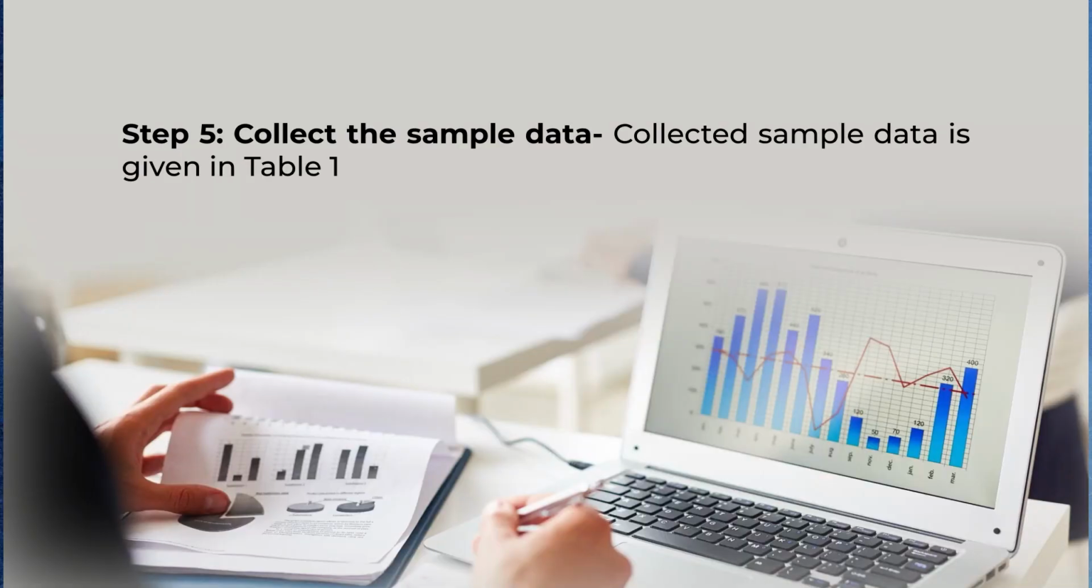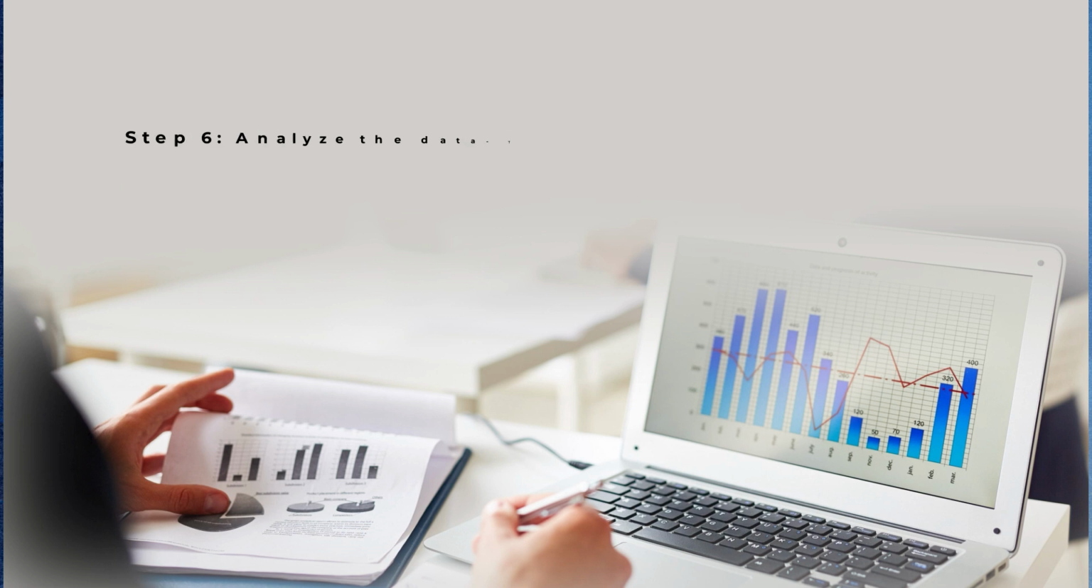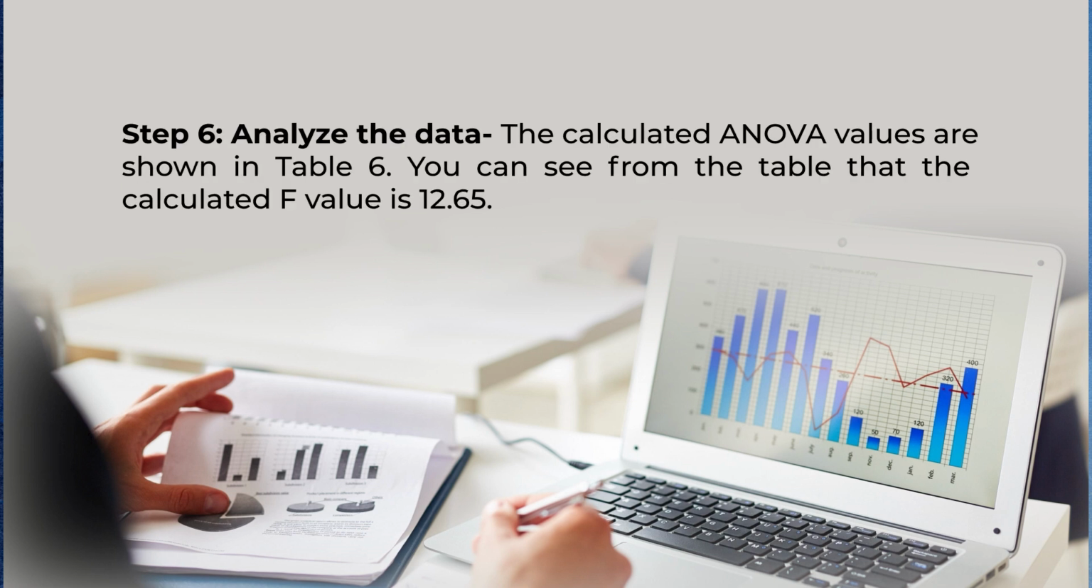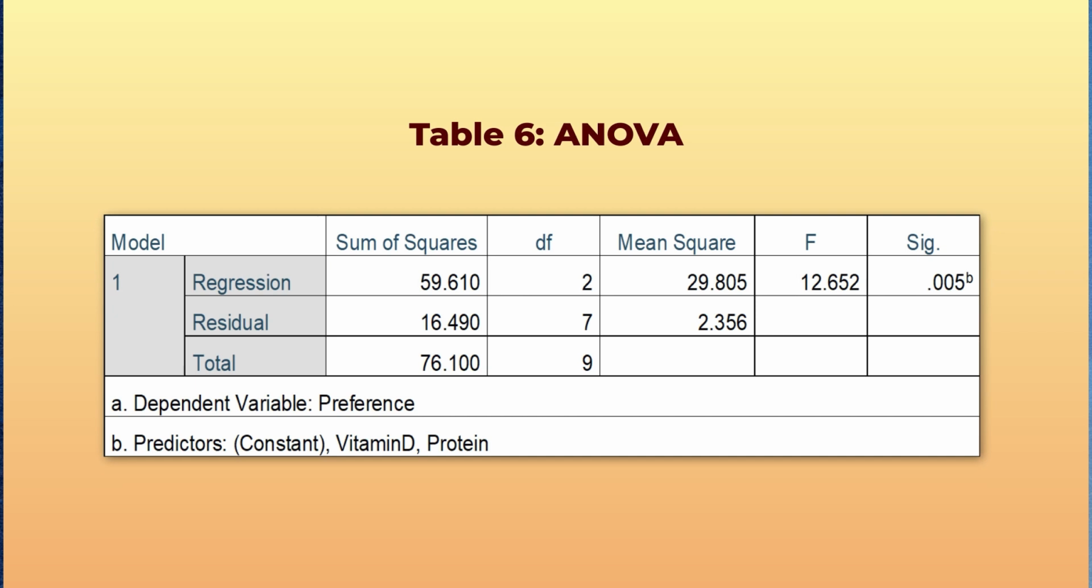Collected sample data is already given in table 1. Step 6, analyze the data. The calculated ANOVA values are shown in table 6. You can see from the table that the calculated F value is 12.65.